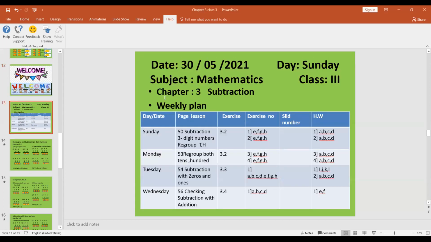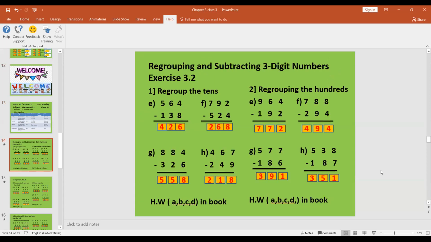Today we will take chapter 3, subtraction. We will complete it. Here we will take page number 50: three-digit numbers, regrouping tens and hundreds. Here, exercise 3.2. We will solve numbers 1 and 2, and the rest is your homework. Let's start.